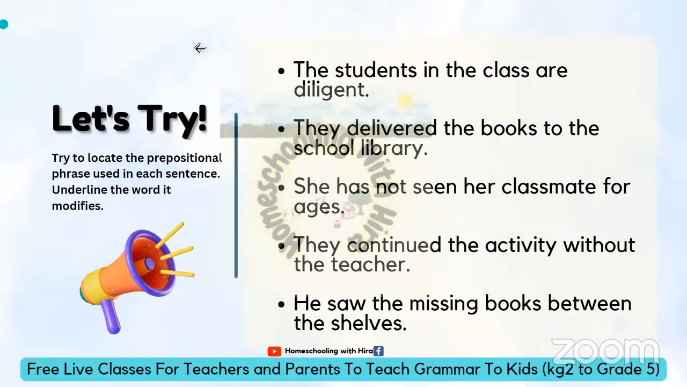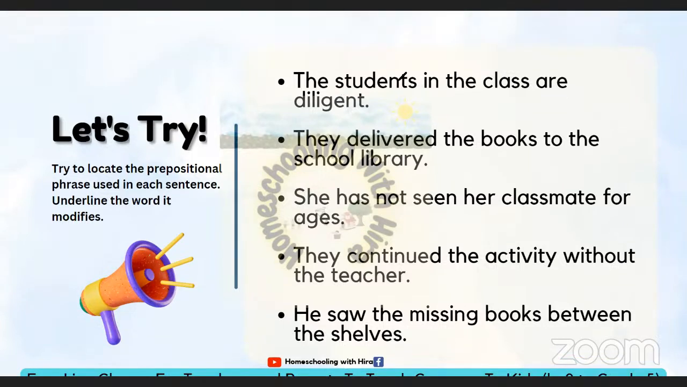Here are some more examples. You can take a screenshot and mark the prepositional phrases later. I'm just reading them once in front of you. The students in the class are diligent. Find out the preposition: in. Tell where the prepositional phrase is. In the class. Will it be till here or are diligent till here? It will be till in the class because we need to go just to the noun. ठीक है? Are diligent is not the noun. In the class.